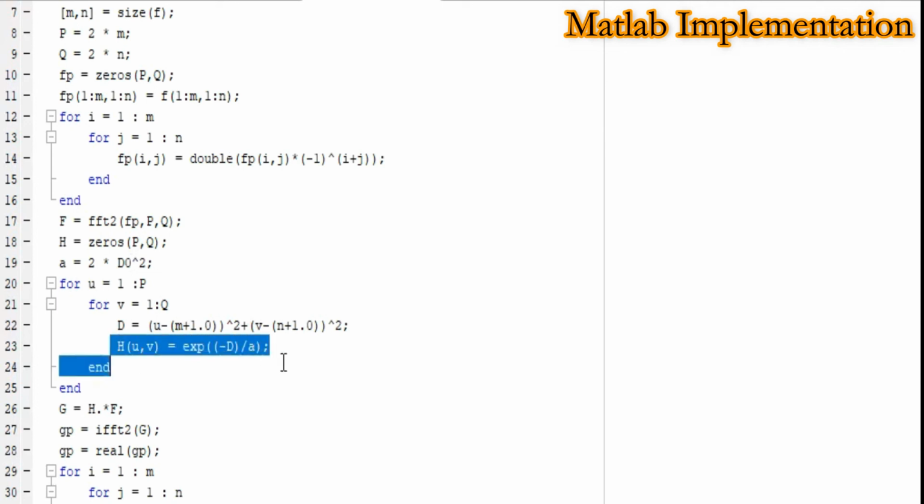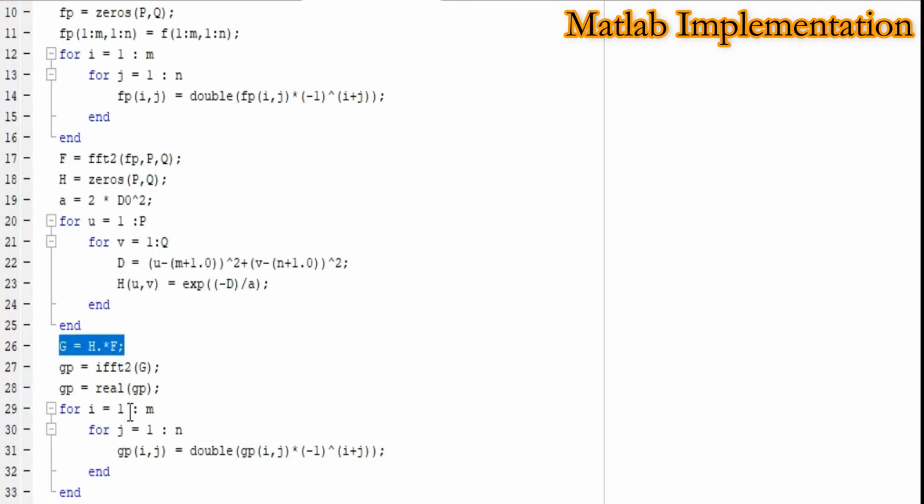After finding the filter function, the filtering is performed by multiplying the filter function with F. So the filter function is H and the FFT, the discrete Fourier transform output, is F. So G is equal to F into H. After that we do the inverse transformation of the G output, that is IFFT2. In the filtering we need to get only the real part, so here we are extracting the real part of the output, that is G is equal to real of G. So we get the real part.